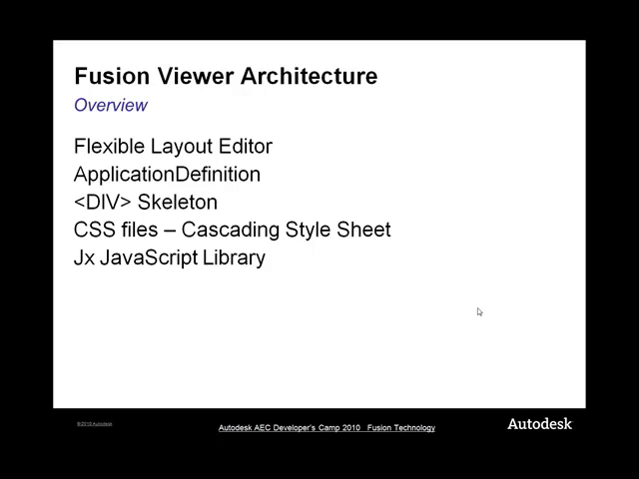Now, let's look at the Fusion Viewer architecture. We have a convenient tool, Flexible Layout Editor in MapGuide Studio, to author maps and the Fusion Viewer. Fusion Viewer includes the following four parts: the application definition, the div skeleton, the CSS file, which is known as cascading style sheet, and the GX JavaScript library.